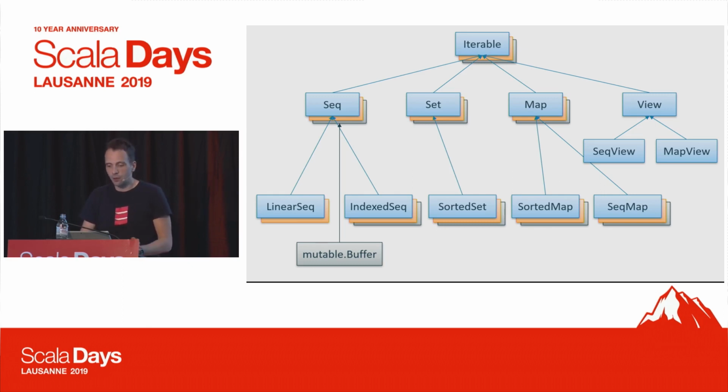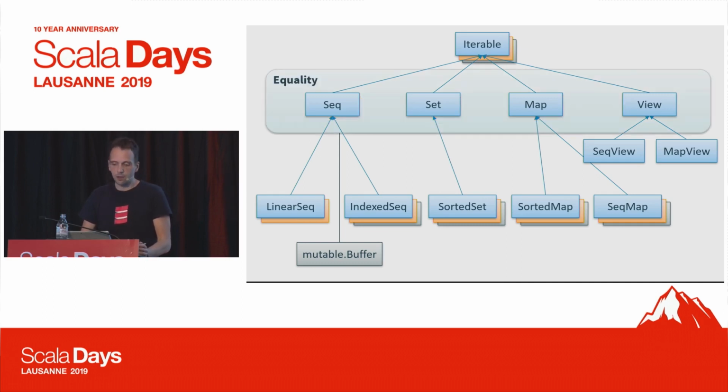You may be wondering, why are they not actually seeks or maps? Well, that's because of equality. Equality is defined at this level. So every seek can only be equal to another seek, never to a set, map, or view, even if they contain the same elements. And since equality has to be transitive, you cannot implement more than one of these top-level types and still get equality correct.